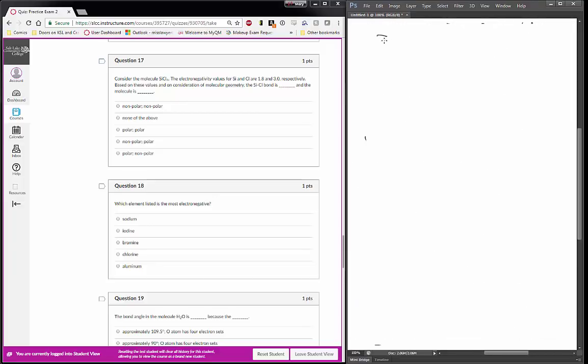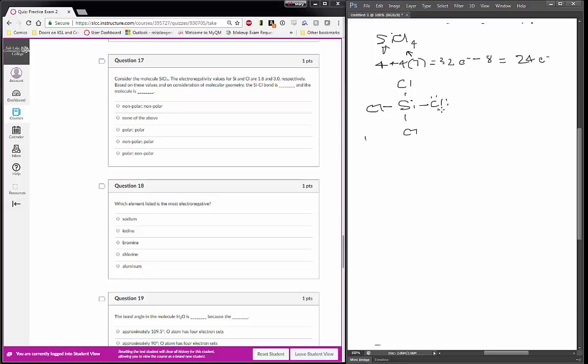So let's draw this molecule so we can get an idea of what's going on. We have SiCl4. Silicon is in group 4, so it has 4 electrons. I have 4 chlorine atoms. They each have 7 electrons. So I have a total of 32 electrons to deal with here. Now we have silicon in the middle, and I have 4 chlorines attached to it. So in the process of making those attachments, I have used up 8 electrons, and that leaves me with 24 electrons.